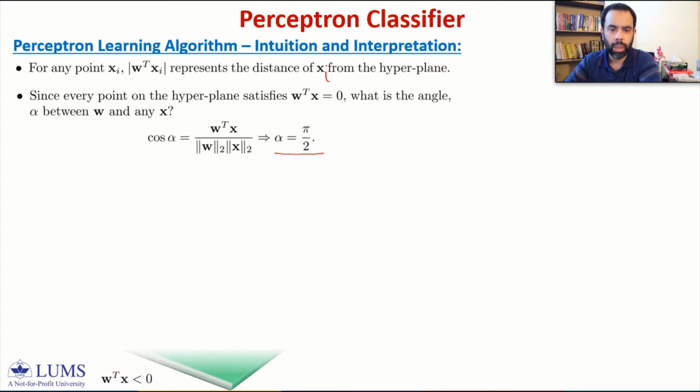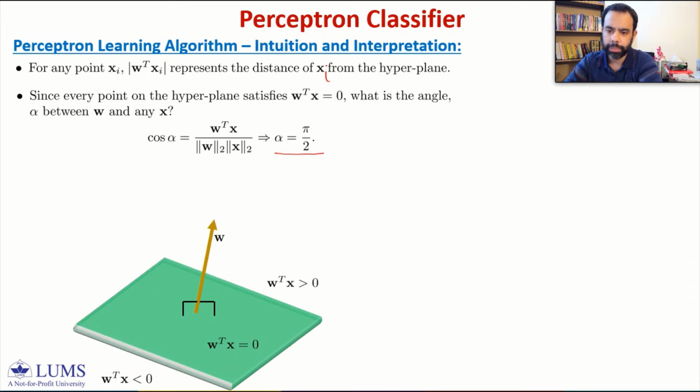Right? That's how we can visualize this. If this is my hyperplane that is separating two classes, W is a vector that is pointing outwards. So W transpose X is equal to 0 on the hyperplane, and W transpose X is less than 0 in this region.